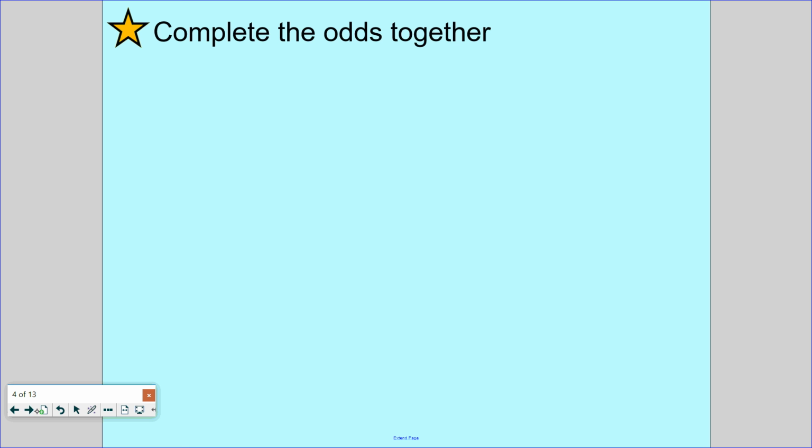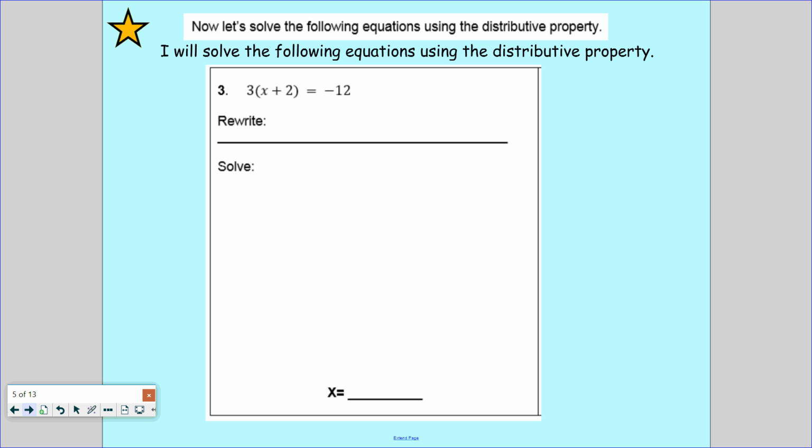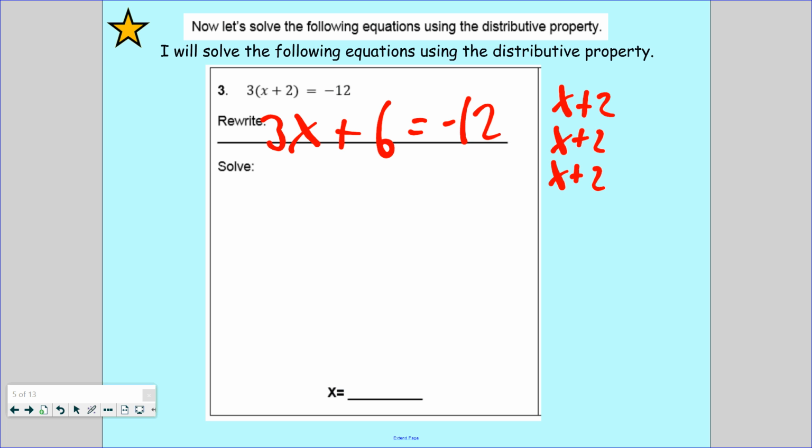All right, we are going to be doing the odds together. I'm going to leave the evens for you to do for homework. So how would you solve this? Would you like to use a model? Would you like to write 3 groups of x plus 2, or would you like to use the distributive arrow? So for this one, I'm not going to do modeling. I'm going to rewrite 3 groups of x plus 2. That's 3 x's plus 2, 2, 2 is 6 equals negative 12. So I just rewrote it.